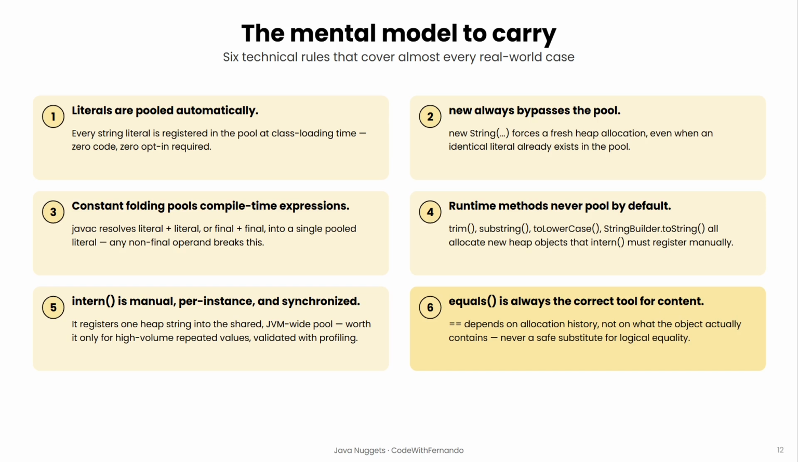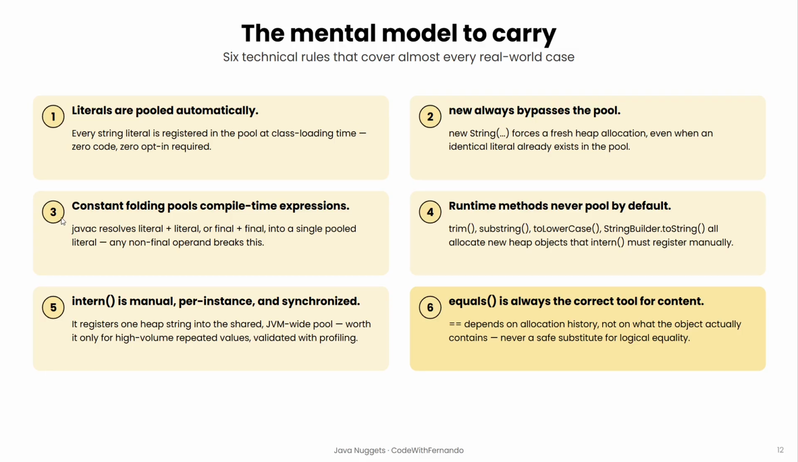Let's continue with the mental model to carry. Six technical rules that cover almost every real-world case. Number 1, literals are pooled automatically. Every string literal is registered in the pool at class loading time. Zero code, zero opt-in required. Number 2, new always bypasses the pool. So this is quite important, and we have seen a lot of exercises. New string forces a fresh heap allocation, even when an identical literal already exists in the pool.